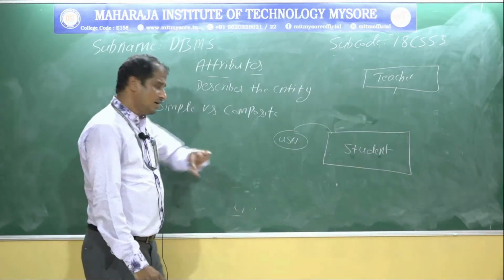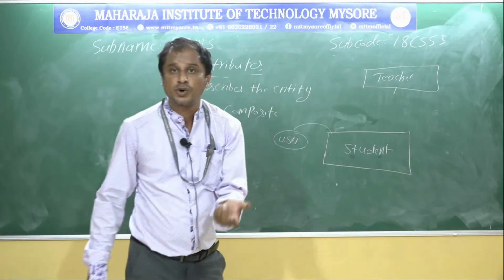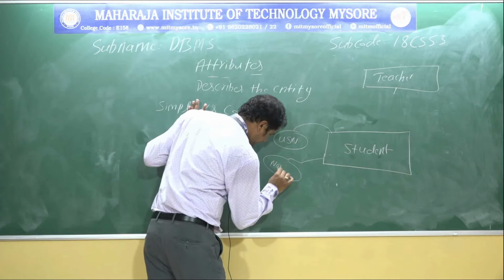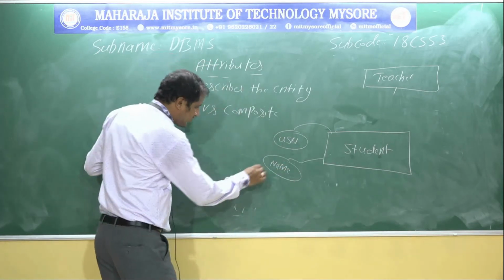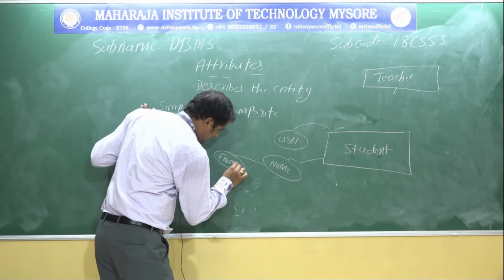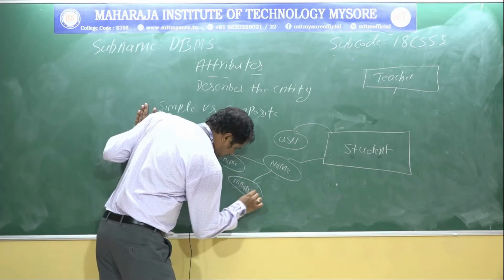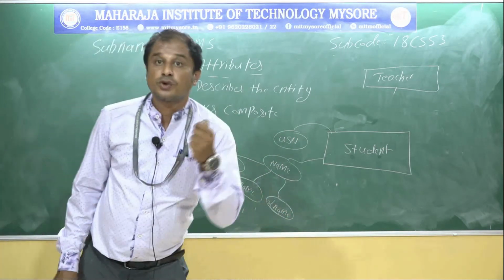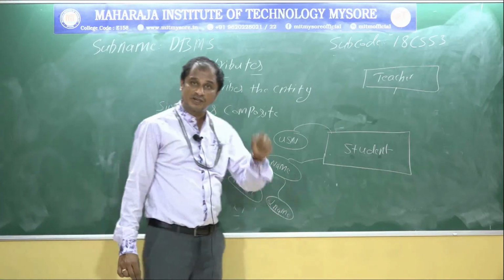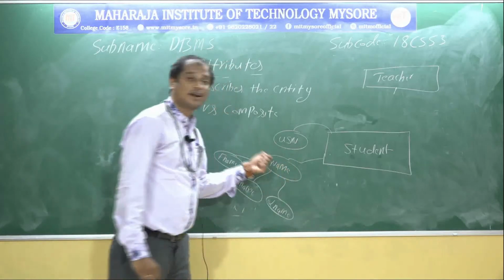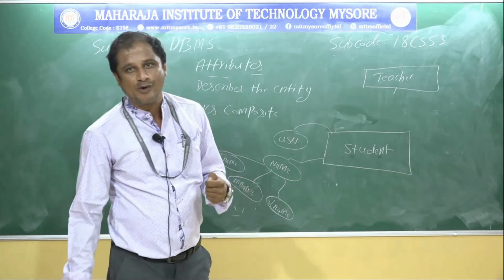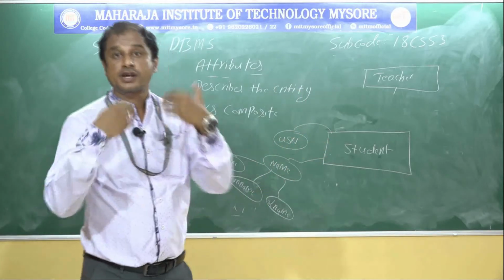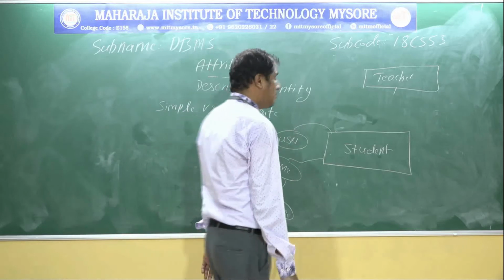If we go for composite, the attribute splits into further attributes. That may be name. So student name can be split into first name, middle name, and last name. So attributes are split into further attributes, and an attribute that splits into further attributes is called a composite attribute. Simple is which cannot be divided further; composite can be divided into further attributes.